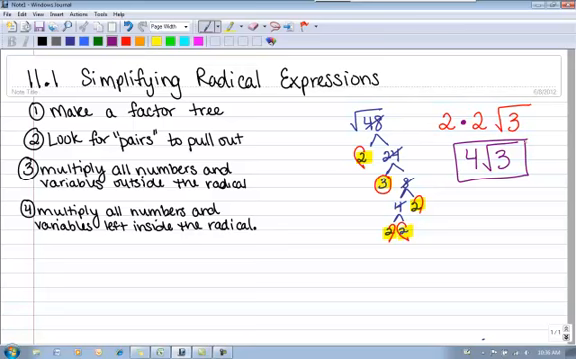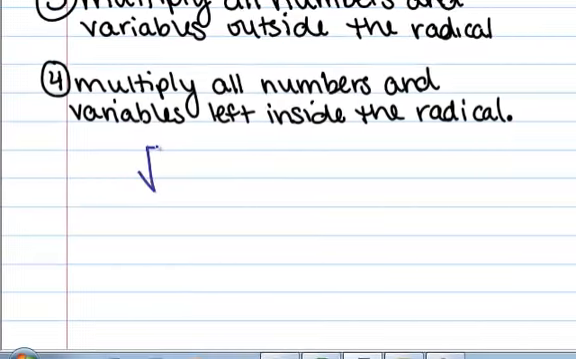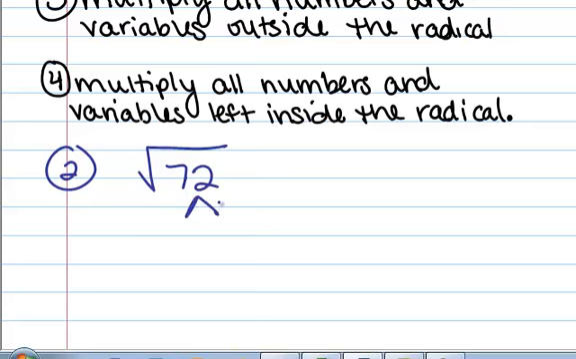So let's try breaking down the square root of 72. So if I try breaking down 72, example 2 here, the first 2 numbers that come to my mind are 2 and 36. Those might not be the same for you, but that's okay. And then 36 can be broken down into, let's say, 9 and 4.